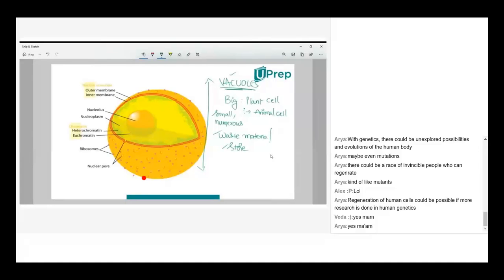The membrane around vacuole is the most important point. The membrane around vacuole is called tonoplast. This is the important term. Write it down. Vacuoles are surrounded by a single membrane called tonoplast. Other than that, remaining all you know.